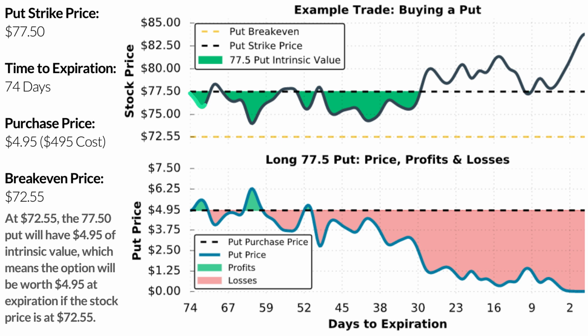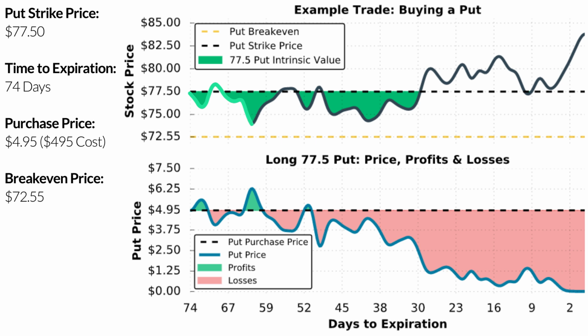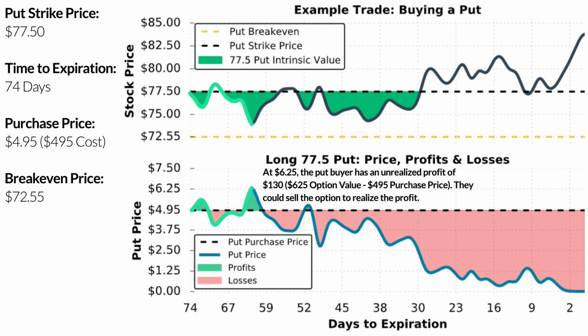Early on in this trade, we can see that the stock price falls quickly and the value of the $77.50 put option increases. With a quick decrease in the stock price right after purchasing the put option, the put's value increases to about $6.25. At a price of $6.25, a trader who purchased the put option for $4.95 would have an unrealized profit of $130 per put option.